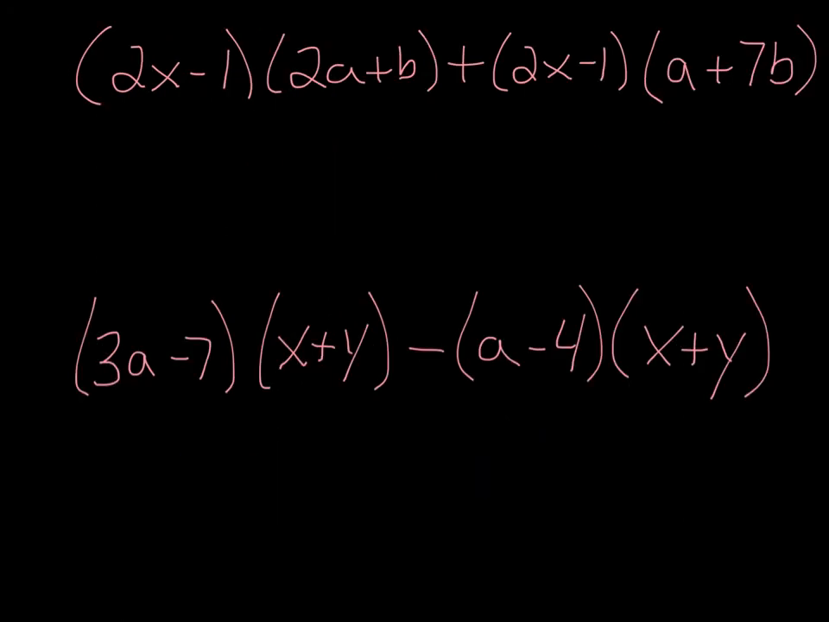Okay, for our final two examples, we're just making bigger problems. So, we have two terms again, and we're still looking for what's the biggest thing that we can take out. And if you notice, both of these terms have a factor of 2x minus 1, so that's what we're going to take out front, 2x minus 1. We're going to ask ourselves what's left over. So the first thing that's left over would be a 2a plus b. The second thing that's going to be left over is going to be a plus 7b.